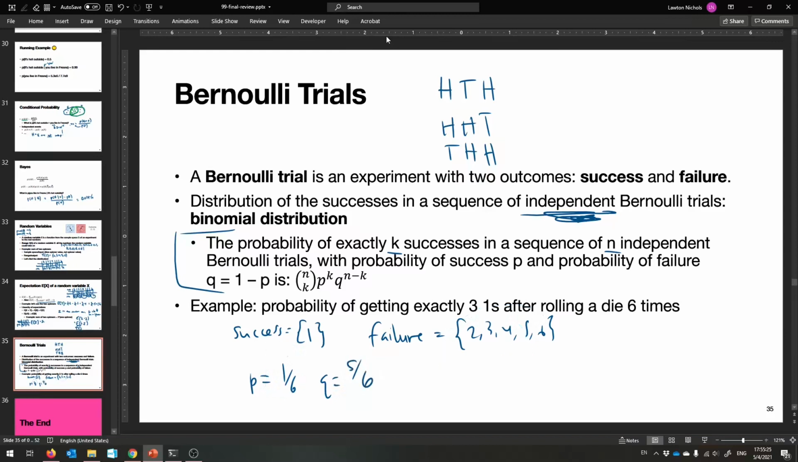Okay? So what's the probability of getting exactly 3 ones after rolling a die 6 times, like getting super lucky a lot of the time? That is going to be, well, we have six rolls. We wanted 3 successes, 3 ones. We're defining that as our success. And then we have P to the 3 and Q to the 3. Okay. So if we multiply this out, 6 choose 3 is 6 times 5 times 4 over 3 times 2 times 1. That's 6 choose 3. And then we have times 1 sixth to the third power times 5 sixths to the third power.